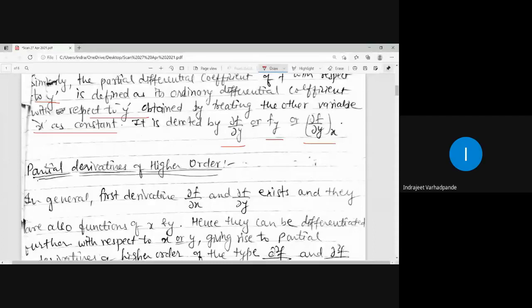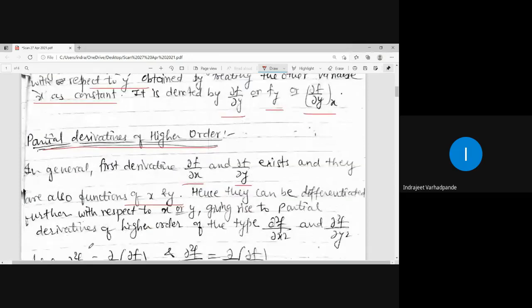Partial derivatives of higher order. In general, first derivative del f by del x and del f by del y exist, and they are also functions of x and y. Hence, they can be differentiated further with respect to x or y, giving rise to partial derivatives of higher order.